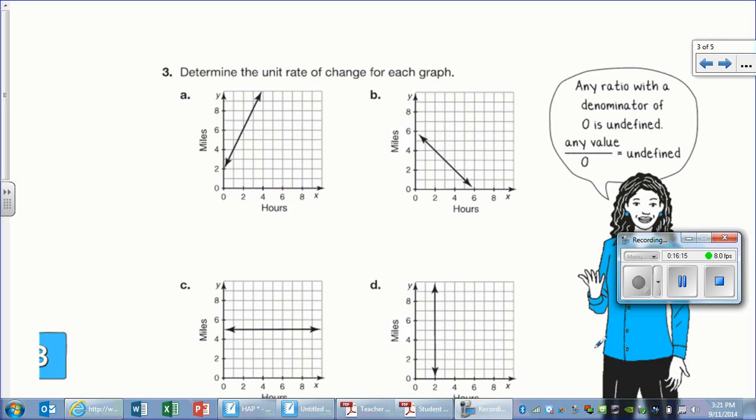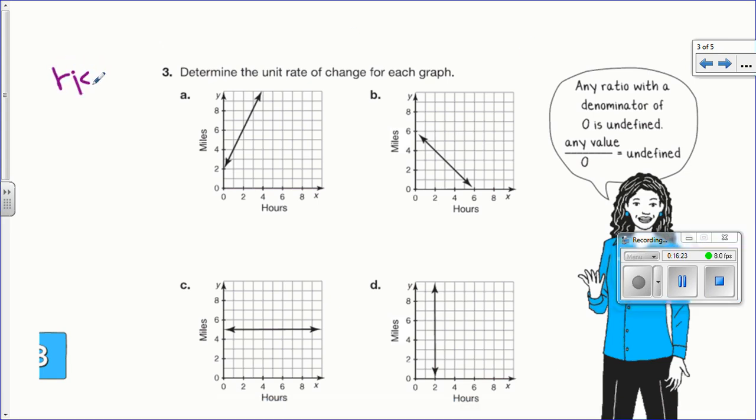All right, let's do the next page. Number 3, determine the unit rate of change for each graph. For each graph, you're going to find the slope, the rise or the fall, the rise up or the rise down, and if you're going down, then it's negative, over the run. Try to use perfect points. That'll make it easier. Our crew member here says any ratio with a denominator of 0 is undefined. Any value over 0 is undefined. I bet one of these will have a rise up, but our run is going to be nothing. If that happens, then we should call that one undefined.